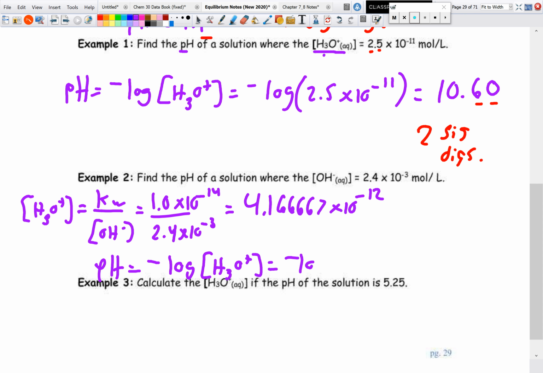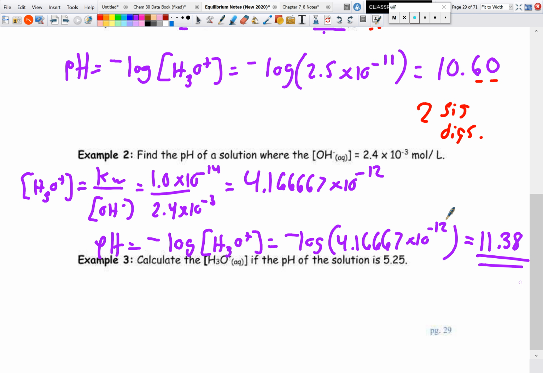And we get negative log 4.16666666, and it just repeats. And we end up getting 11.38. Once again, 2 significant digits.